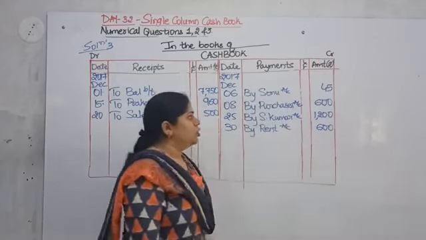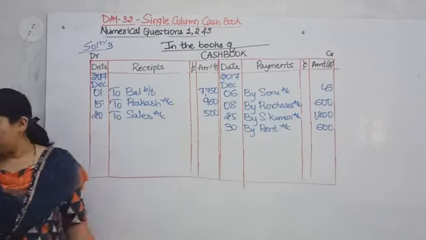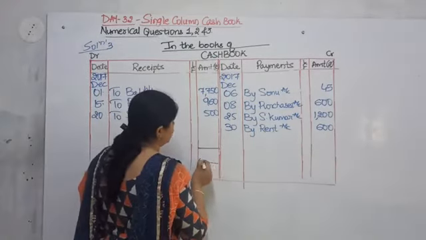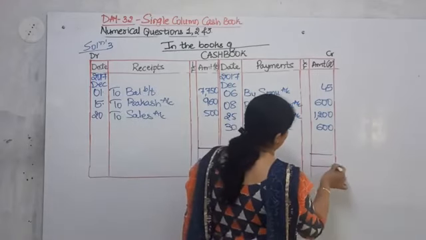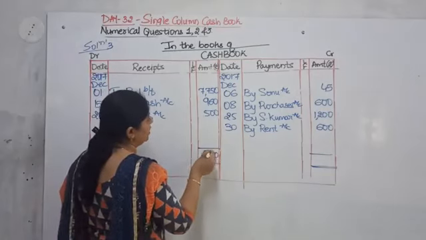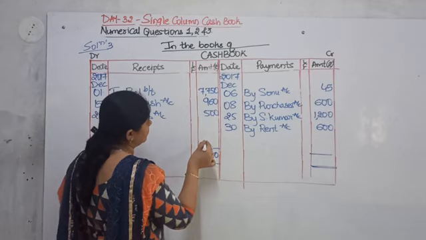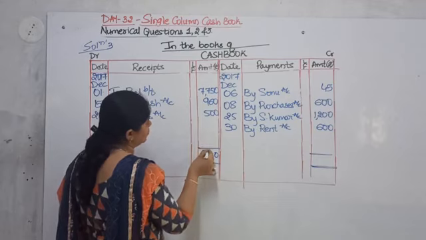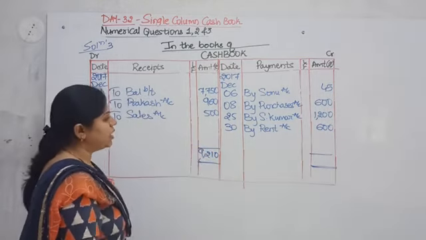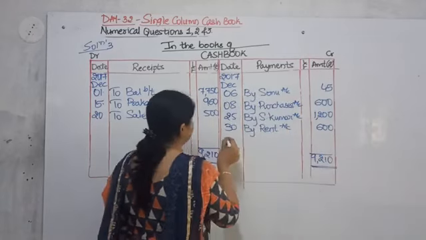Okay. So with this, whatever entries are given have been posted. Now, what is the last thing that we need to do? We need to do the balancing. So do the total and take it on the opposite side. Debit side will be always greater because cash will never have a credit balance. So the total is 9,210. Take the same on the opposite side and find out the balance.